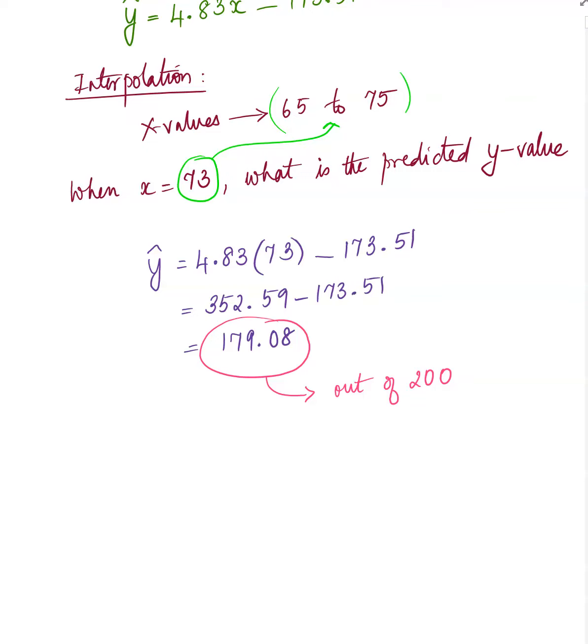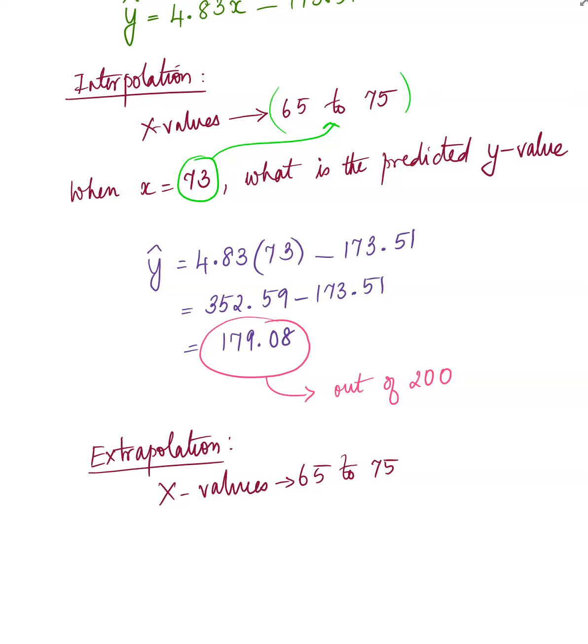What about extrapolation? Extrapolation is when you choose values outside the x values, right? Let's write that out here. Once again, the x values are still between 65 to 75. But when we choose an x value that is different, let's say when x is 77, okay? We didn't go too much outside the scope, but we did go outside. So at that point, we have made it less reliable. What is the predicted y value?